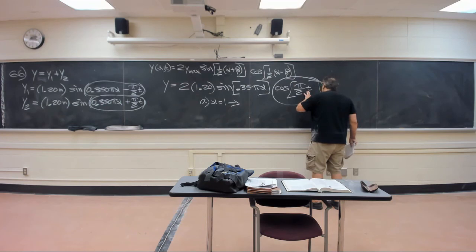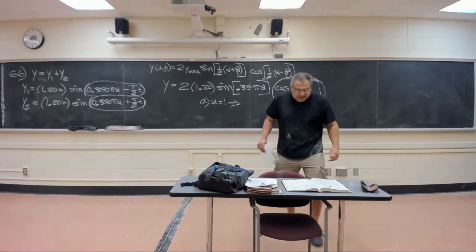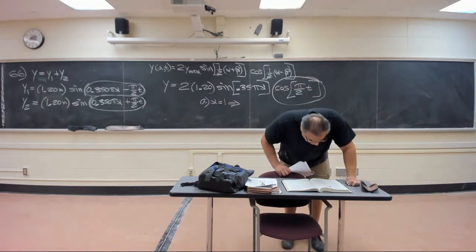At t equals 2, the cosine of pi is negative 1. So I can't have that. Well, I can, but it would be a displacement in another direction. They want to know the maximum displacement that's going to take place here. What is the maximum transverse displacement of a rope element there?